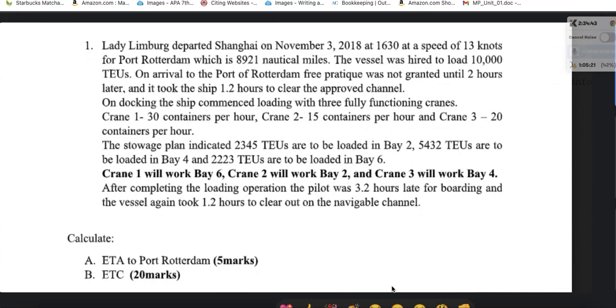Let us move on to crane number 2, where we are loading 2,345 TEUs in bay 2, and the crane assigned to us is moving 15 TEUs per hour. So let's continue. 2,345 divided by 15 is 156.33. And then you're going to divide that by 24 to get the amount of days.